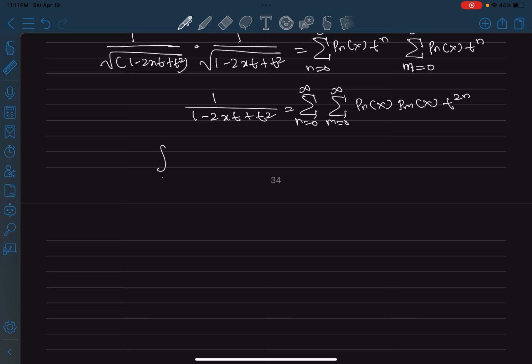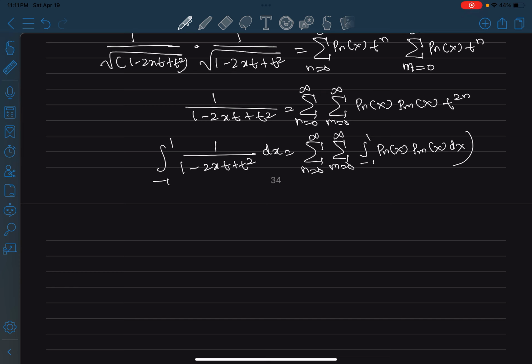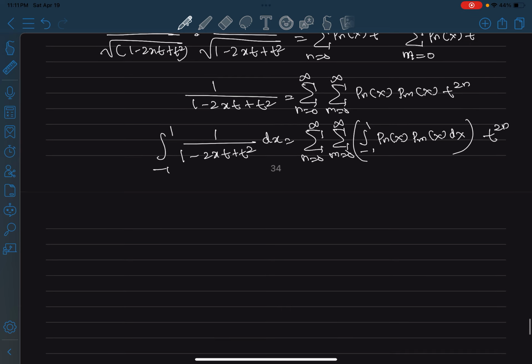So for that, let's just integrate both sides from -1 to 1 with respect to x, right? We can take the integral inside the sum. So if we use that fact, what we get is the integral from -1 to 1 of Pn of x, Pm of x dx, and then t to the power n plus m. Now there's an interesting thing over here. We can do this integral. Basically, this integral is in terms of x, so this is just a linear function in terms of x. So that will just be ln of 1 minus 2xt plus t square by -2t from -1 to 1, right?